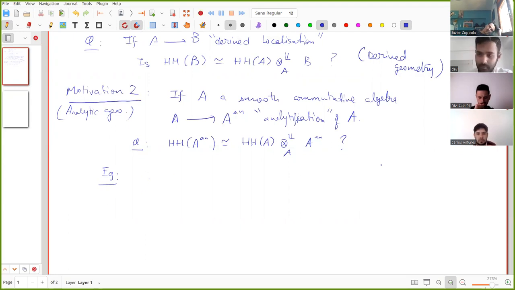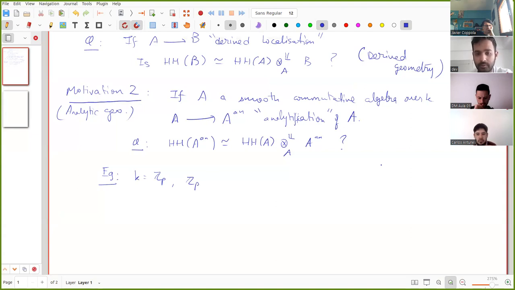Okay, there's a whole bunch of different types of analytifications that are possible. Let me give a few. So let's take the case of the p-adic integers. Let's say you're working over a field K or a ring K.